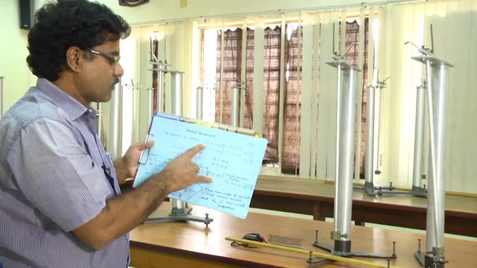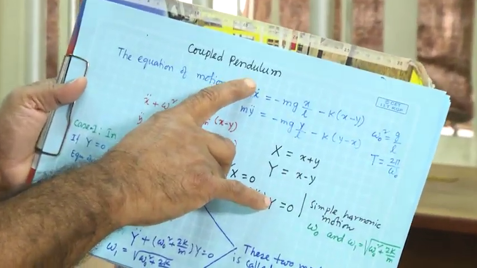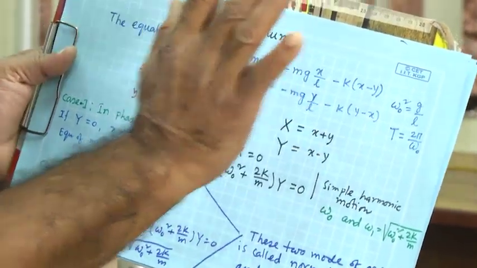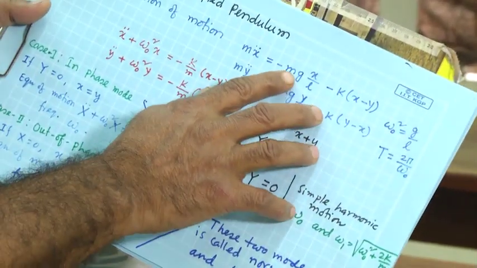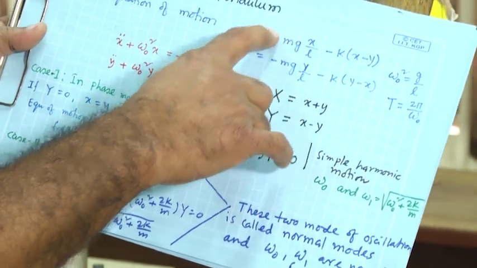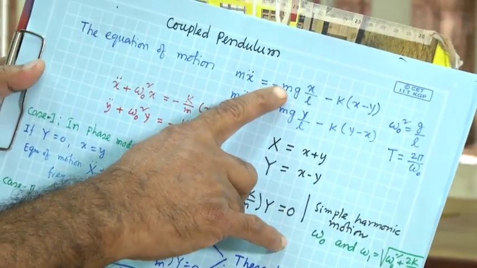So, the equation of motion will be m d2x by dt square equal to, if it is just one pendulum, not coupled, then what will it be? It is minus mg x by L, the restoring force. How is this term coming?